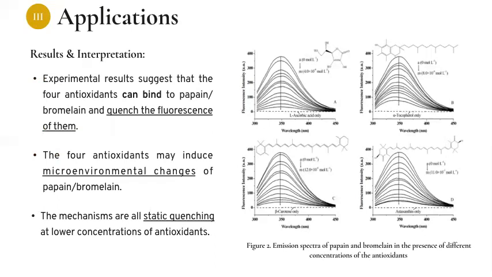As shown in the figure, the fluorescence intensity of the proteases decreases regularly with increasing antioxidant concentration. This result suggests that the fluorescence quenching of these proteases by antioxidants is mainly concentration dependent. It was also found out, based on these results, that binding of the four antioxidants may induce microenvironmental changes of the proteases by conducting synchronous fluorescence spectroscopy. And lastly, quenching mechanisms of these proteases by the four antioxidants are all static at lower concentrations of antioxidants.